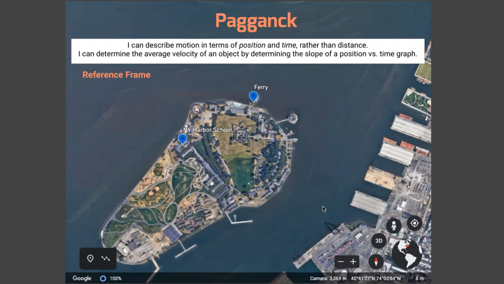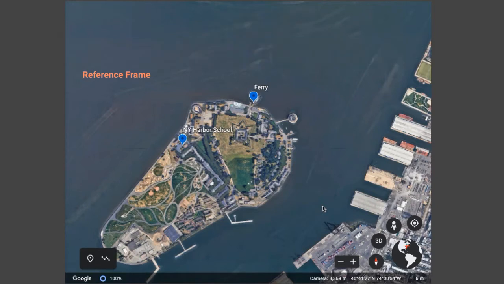Okay, let's get started. Let's get these out of the way and we'll move our key terms over to the left and let's start zooming in to Governor's Island.